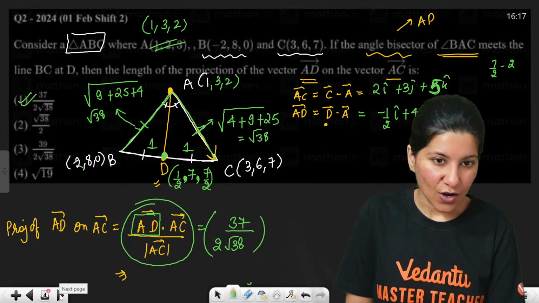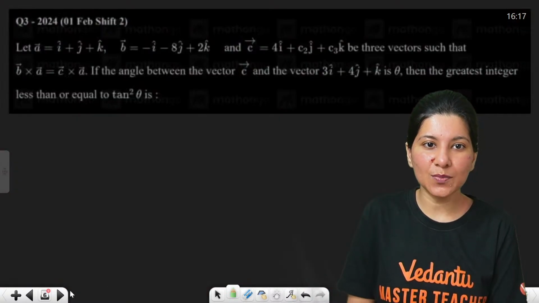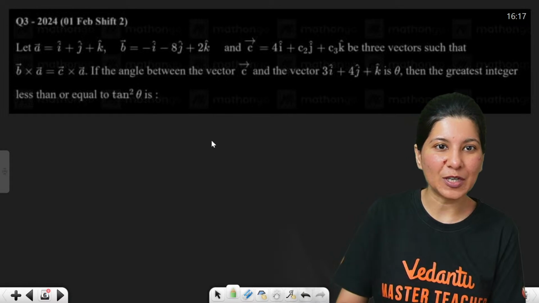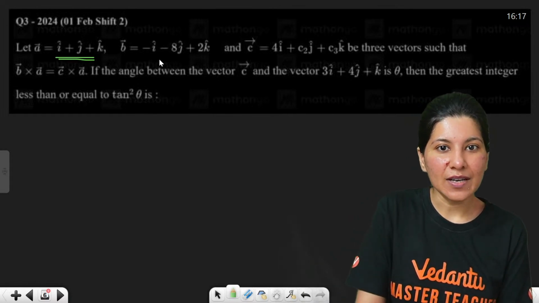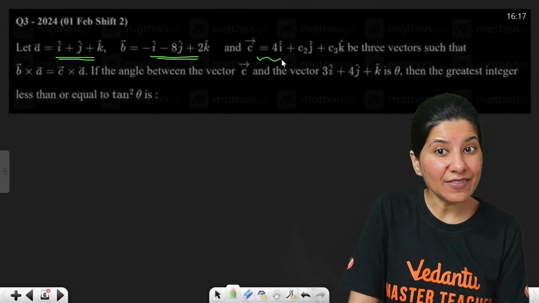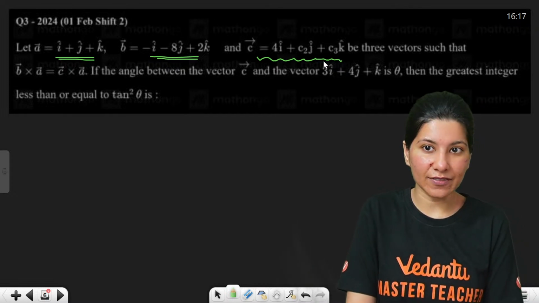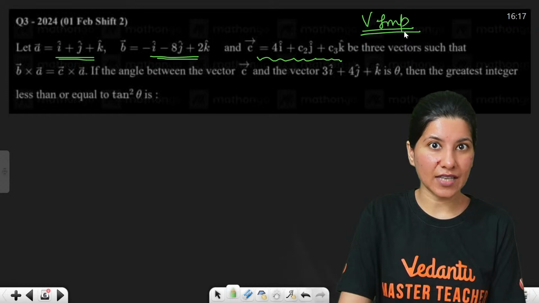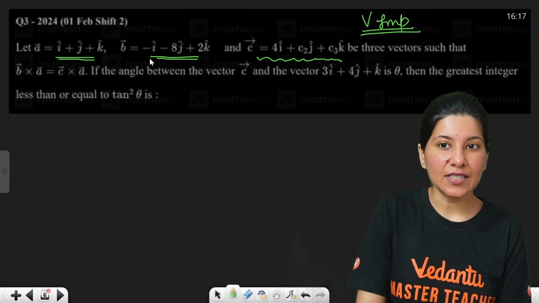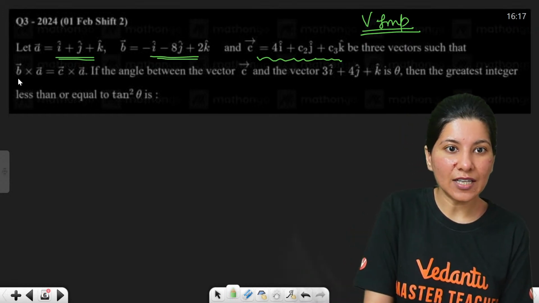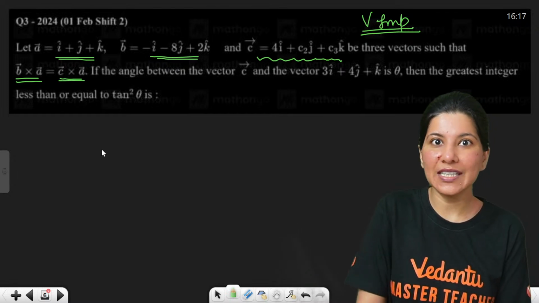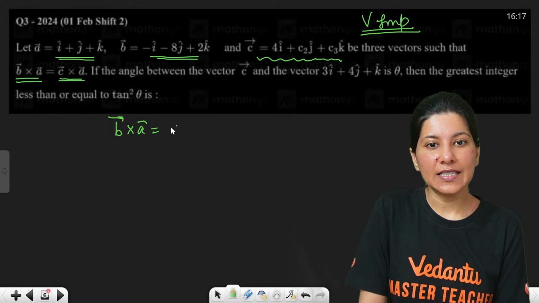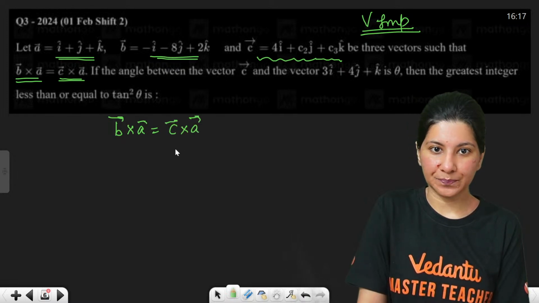All right, now let us move on to the next problem. Very good problem. I also like these type of problems a lot. A vector is given, B vector is also given, C vector is not completely given. Very important. Very frequently asked type of question. These are the 3 vectors such that B cross A is equal to C cross A.